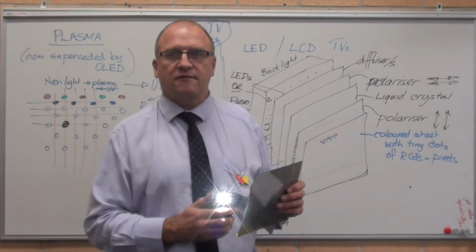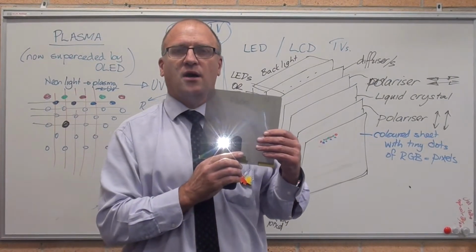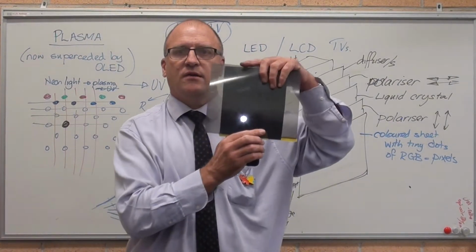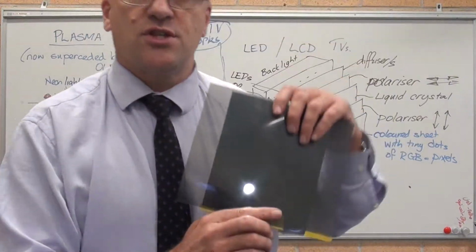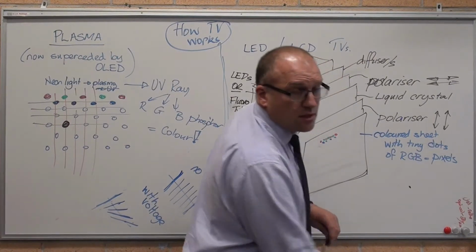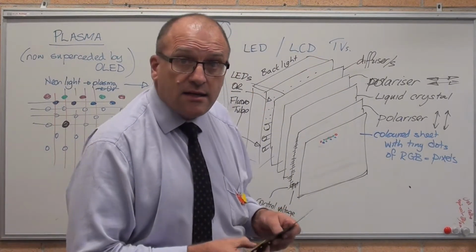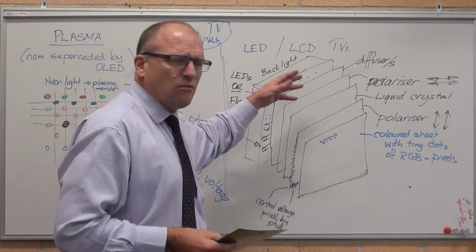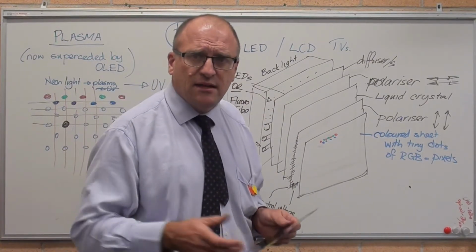If I was to get my torch out, you could see the light coming through that. As you can see, even with the polarisers at 90 degrees, you can still see light coming through it. Obviously a lot more light. Let's see if it gets in focus. There it goes. A lot more light when it's here, but even at 90 degrees, you can still see the light coming through the sheets. So the problem with LCD LED TVs is that you never really got a true black.